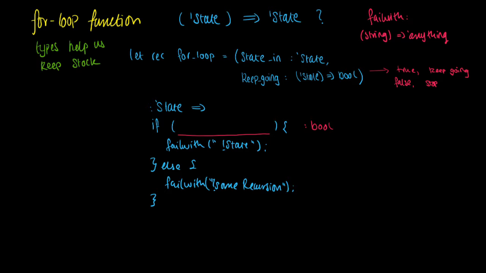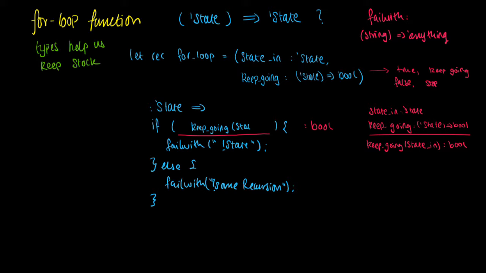To fill in the base case, we need something of type bool. What we have is state in of type state and keep going of type state to bool. By the function application rule for types, we get a bool, so all we need to do is apply them. So we have keep going of state in, and it type checks, so we're done.